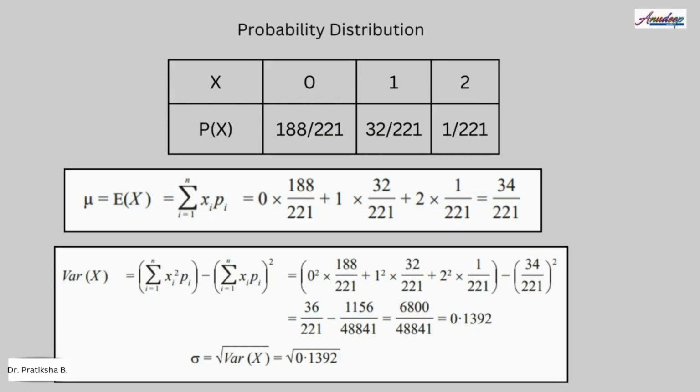So in this problem, as it has 4 marks, there will be 2 marks for calculating the probability distribution function, and then 1 mark each for the mean and variance will be given.